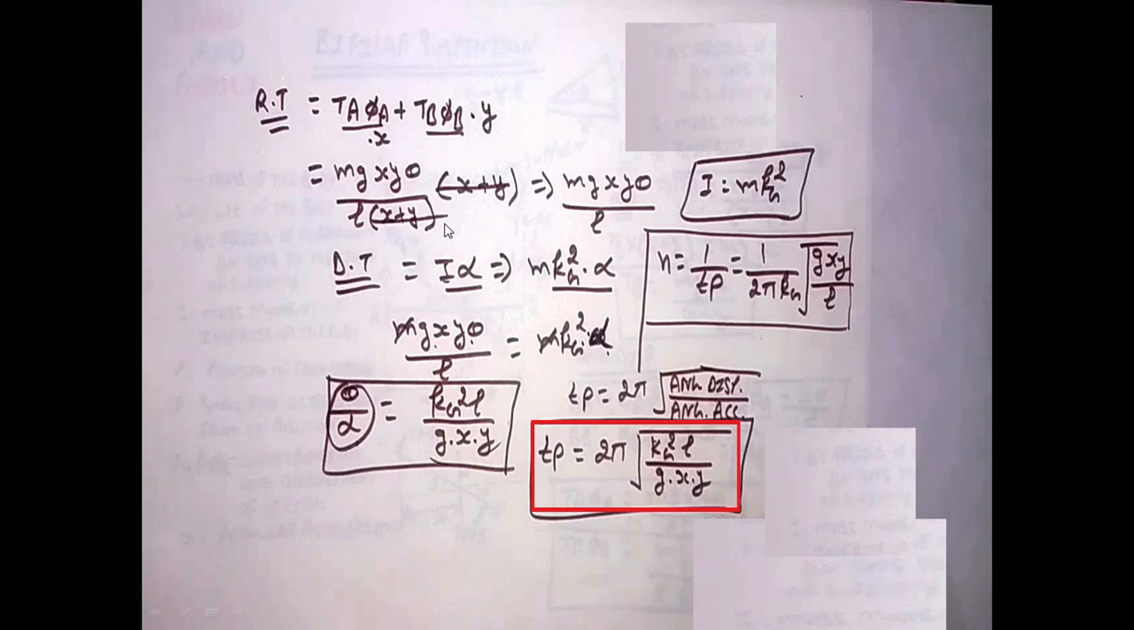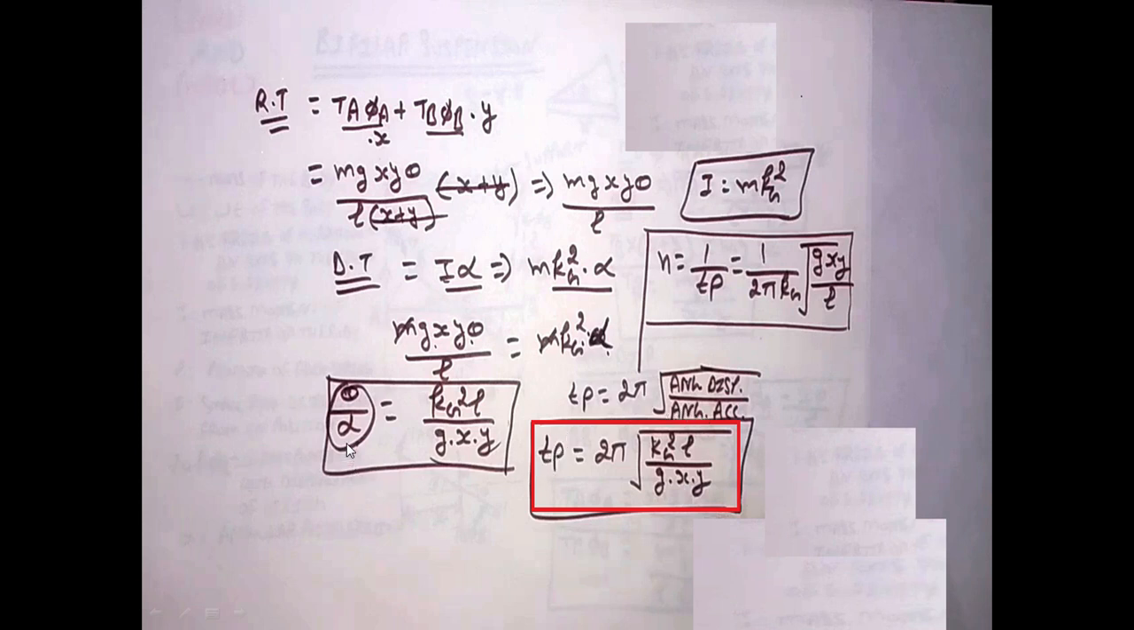So we can equate these two equations, and from there we can write theta upon alpha, which is equal to the radius of gyration square upon g times x times y. We write it in this form of theta upon alpha because we know that the time period is equal to 2 pi under root angular displacement upon angular acceleration. So here we can write this expression in terms of time period.